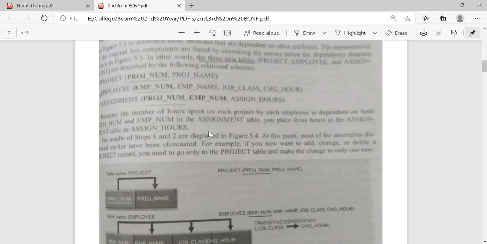Because the number of hours spent on each project by each employee is dependent on both project number and EMP number, because that employee is working in a project, so you have to know the project number as well as the employee number to calculate the number of hours he has worked. That is the reason we are writing this assigned hours into a new table called assignment, right?